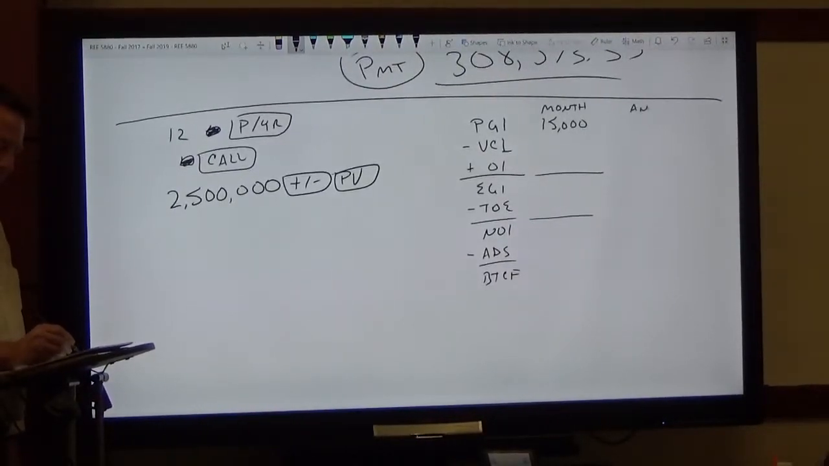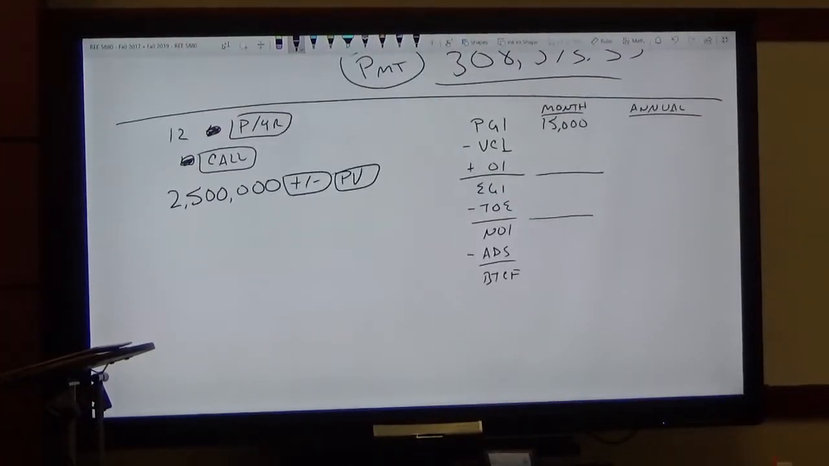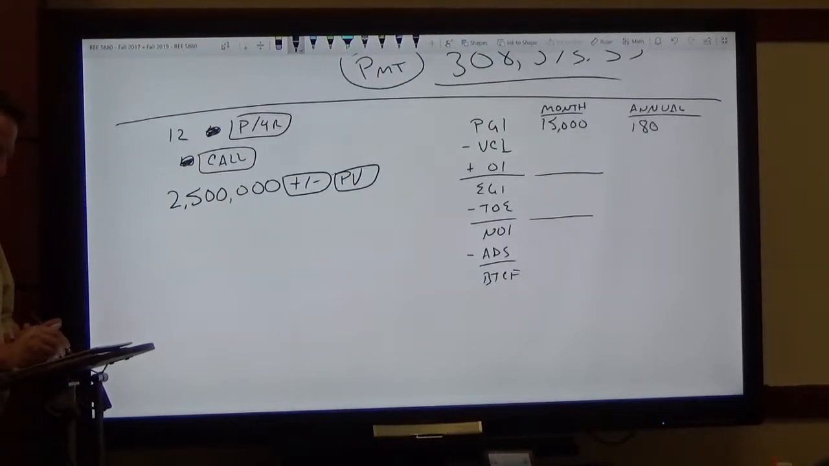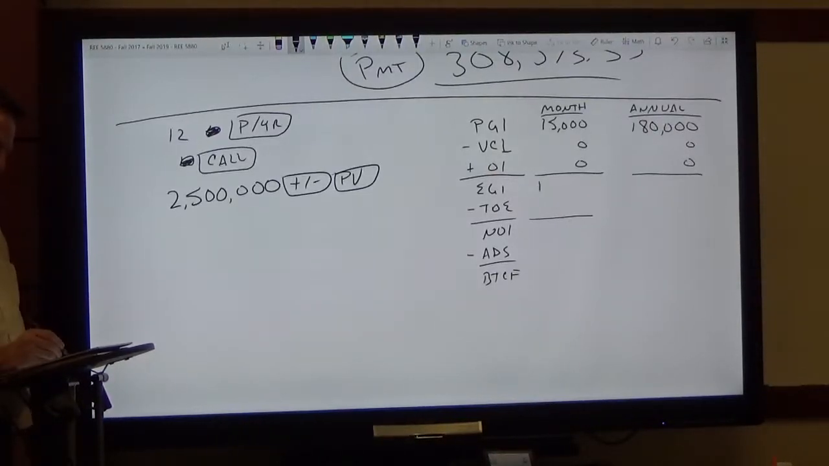All right, annual over here. We're going to be putting everything in as monthly, but I want to do the annual calculation so that we can show side by side what's going on. So 15,000 times 12, an annual of 180. Make sense? Okay, vacancy and collection losses, let's just say we don't have any, so zeros, no other income. So that means our effective gross income is 15,000, or 180 per year.